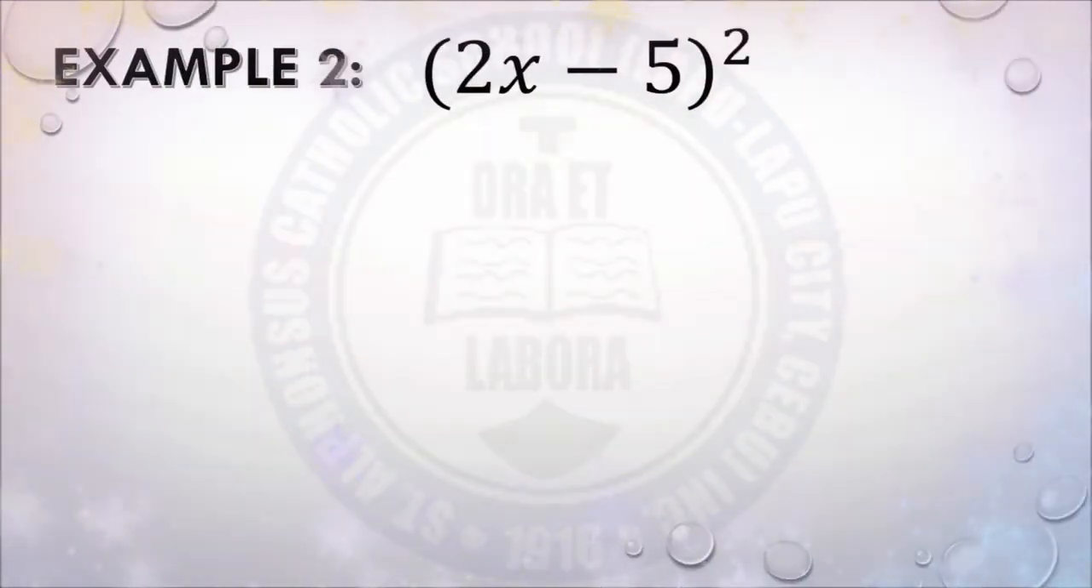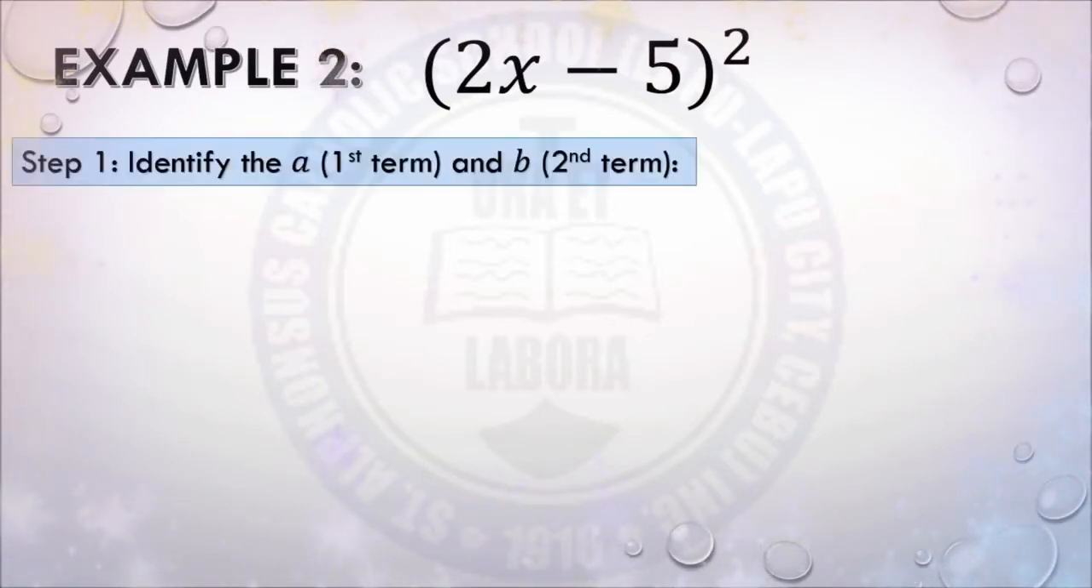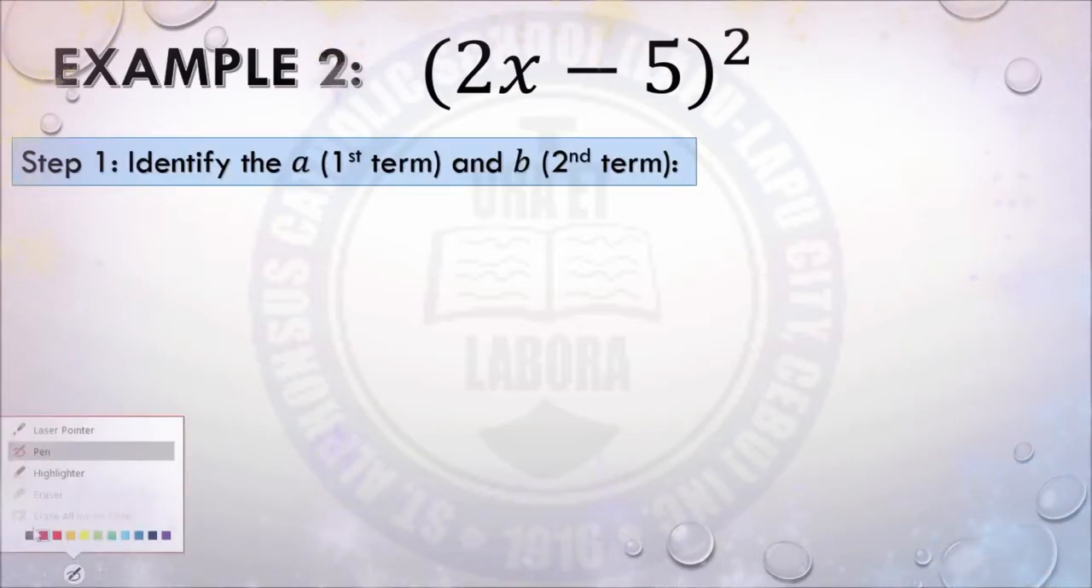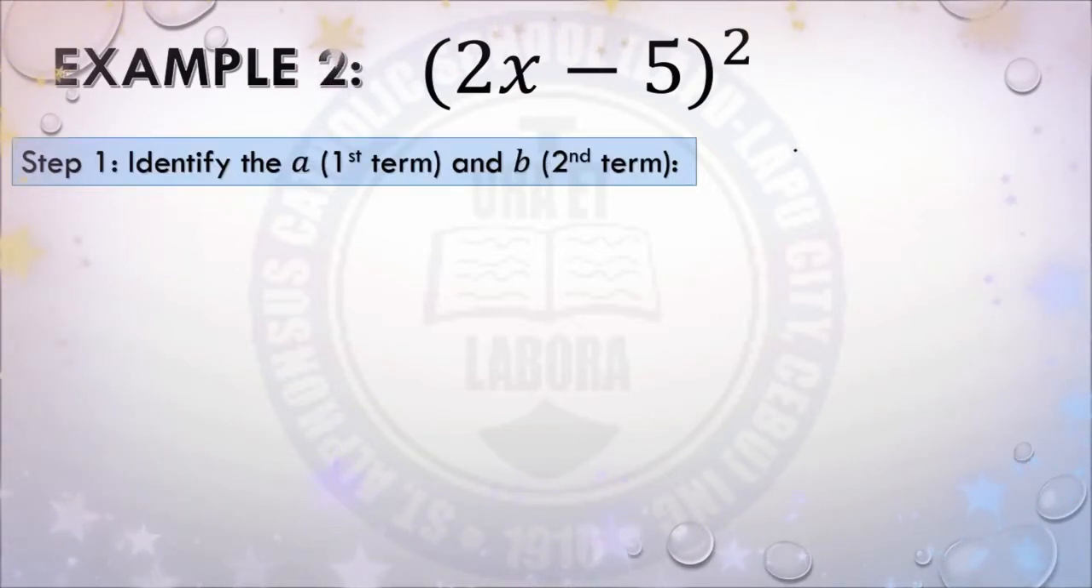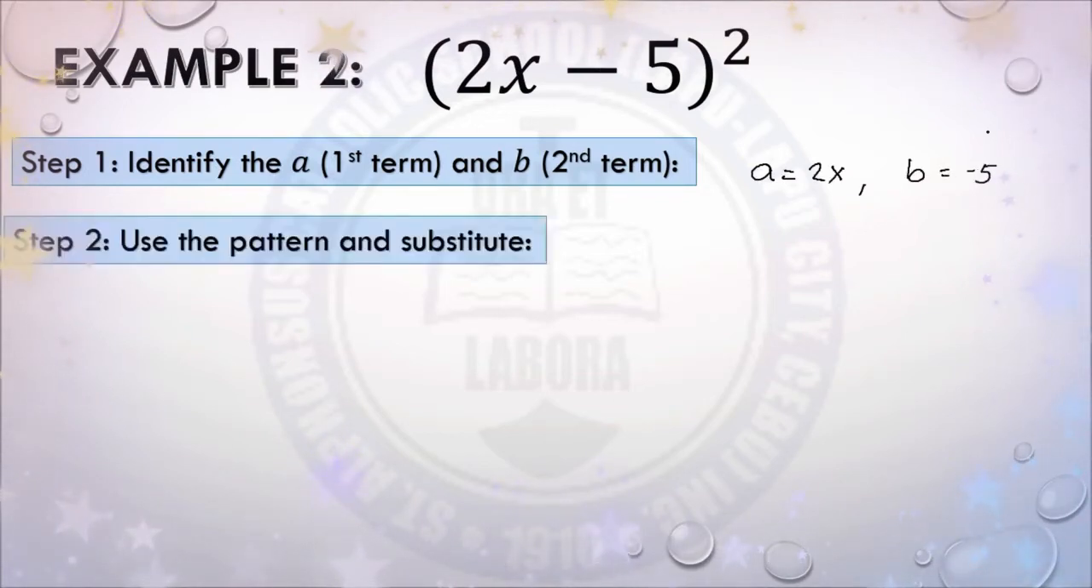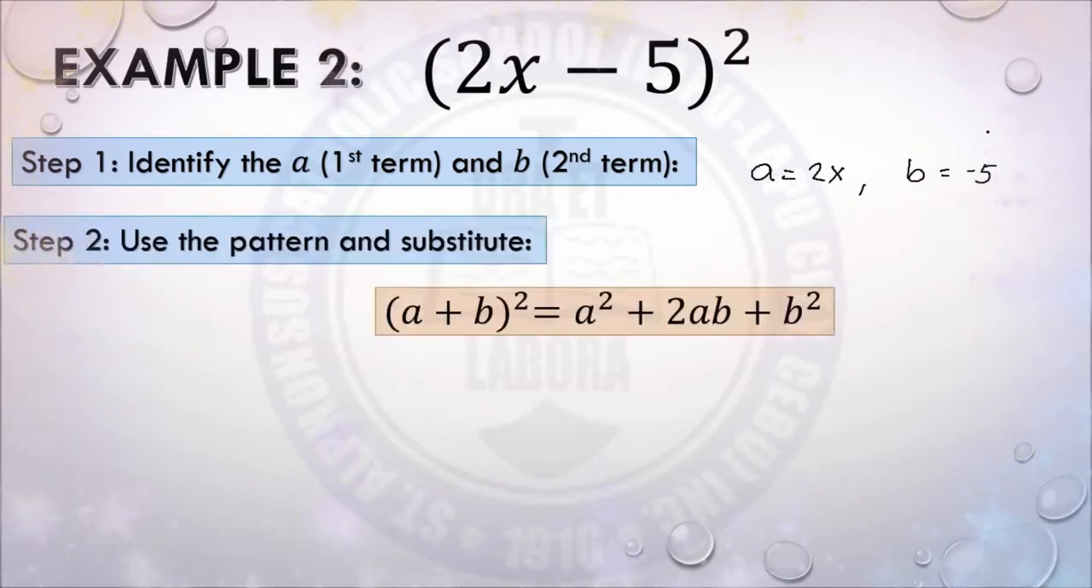Next example. 2x minus 5 squared. Again, the very first step is you identify your first and second term. Your first term is 2x. Your second term is negative 5. Next step, use the pattern and substitute.